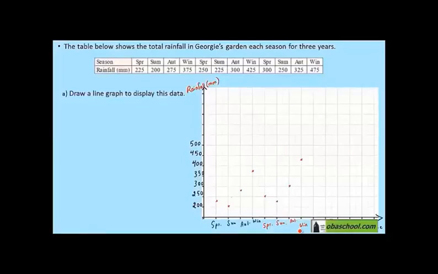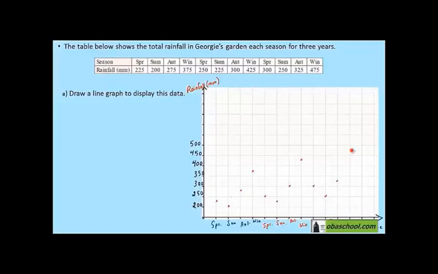Now moving on to the final year, spring had 300 millimeters of rainfall. So we're going to plot the point right here on the graph, and summer season had 250. Let's also plot its point. Autumn season for the final year, 325, which is right between 300 and 350. And for the final season, we had winter, which had 475 millimeters of rainfall.